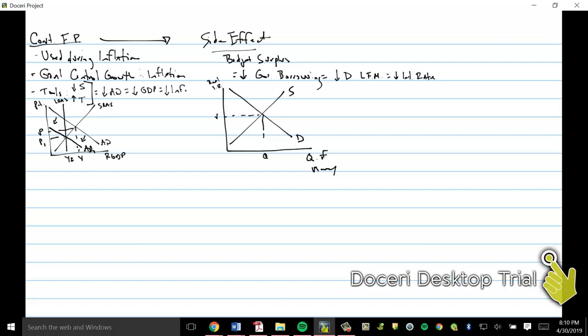Okay? In this scenario, the government's going to borrow less because they have extra money. They don't need to borrow as much. So that would shift the demand curve left. And that's where we get that the interest rate is going to fall. Opposite of crowding out, opposite of when we have a budget deficit.